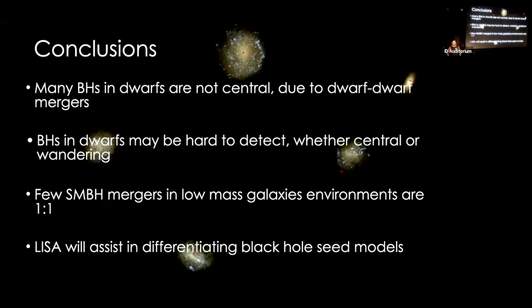I see. So how big of these seeds are you talking about now? The direct collapse seed model predicts somewhere between 10 to the 4 and 10 to the 6 solar masses. I see. Okay. But there are other models that predict more like 10 to the 3 or 10 to the 2 with different mechanisms. Thanks.